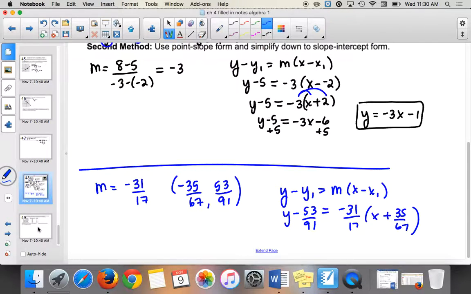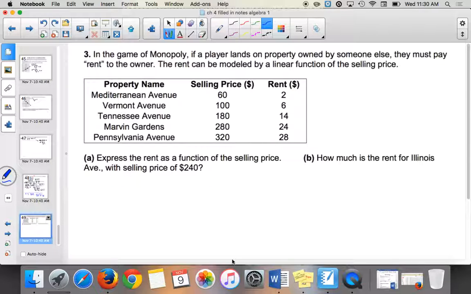So let's do the last one. Monopoly. Did you guys know Monopoly is based on linear functions? Yeah. In the game of Monopoly, if a player lands on a property owned by someone else, they must pay rent to the owner. The rent can be modeled by a linear function of the selling price, for the most part.